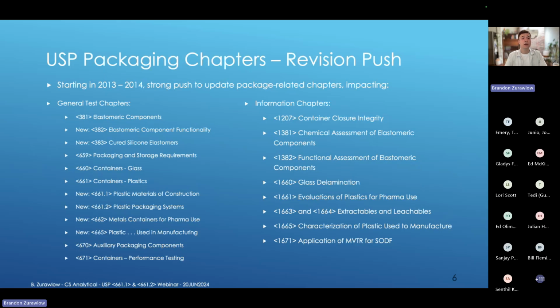And that spans really all the different types of materials from elastomers to plastics, glass, etc. And it also introduced some new chapters, for example, 382, that addresses specifically the functionality of elastomeric closures. So there have been quite an extensive list of revisions over the past few years. There have also been quite a few information chapter updates and also new information chapters that help provide some more context into the tests that are performed in those relevant chapters, how you consider those, and how you can interpret those results.